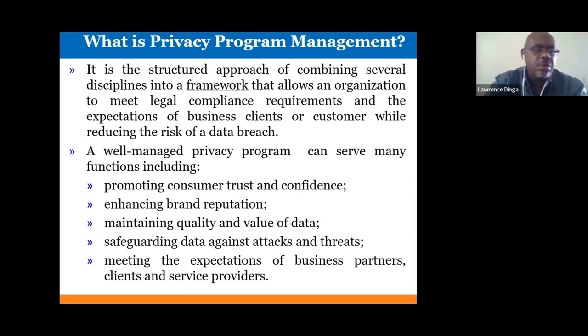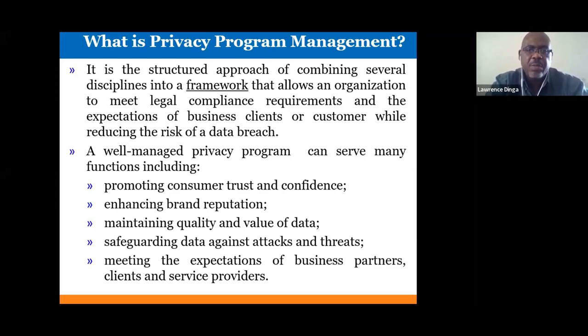So we also talked about privacy management, and that was the topic of the first session. What is privacy management? Within the enterprise, you need to manage this privacy. This is what is going to help you make sure that the data privacy is properly managed.